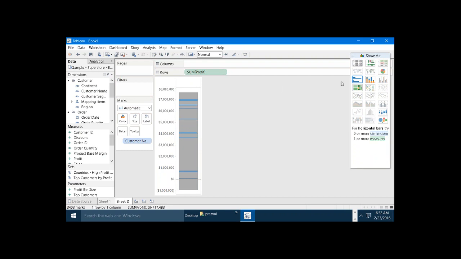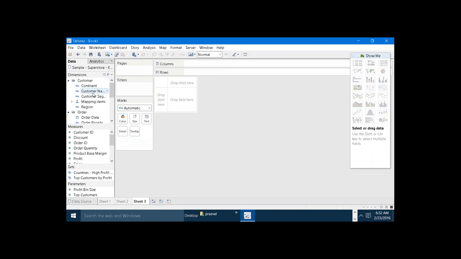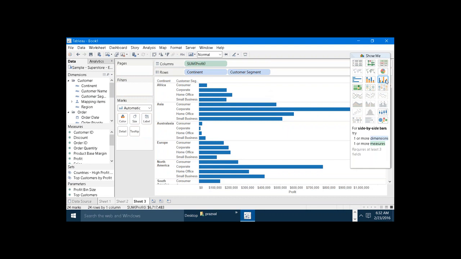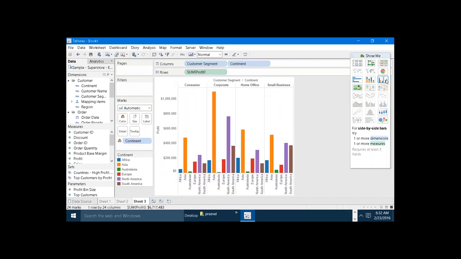Next, what about the side-by-side bar? A side-by-side bar requires at least three fields. So to build it, we need at least three fields. Let's say I'm taking continent, customer segment, and profit. Just click on side-by-side. If you click on the side-by-side bar, it is going to show the visualization like this.